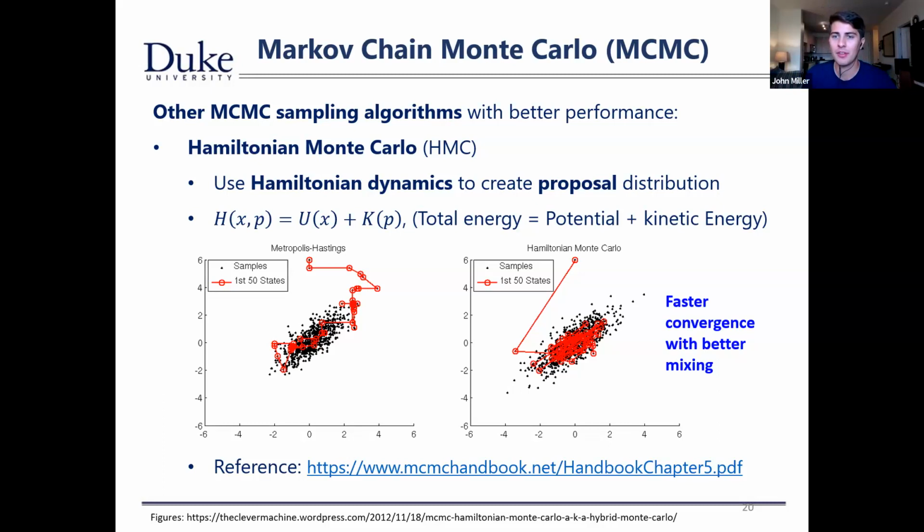And in a lot of the more popular software for this, like Stan, which is one of the big software packages in the Bayesian world, it uses a variant of Hamiltonian Monte Carlo. And if you're interested in reading more about this, or just about MCMC in general, I'd refer you to this MCMC handbook. There's some great stuff in there. It's a cool read.